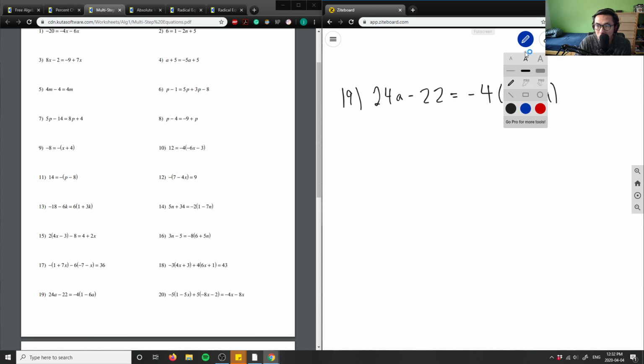So I'm going to do this in blue. What's my first step here in this equation? 24a minus 22 equals negative 4 times 1 minus 6a. My first step here is I'm going to have to use distributive property. Remember this concept of distributive property? I have an outside bracket and an inside bracket. I'm going to have to distribute, or spread evenly, this negative 4, right? This is outside the bracket and this is inside the bracket. So I'm going to distribute negative 4 into the first term here and into the second term here as well.